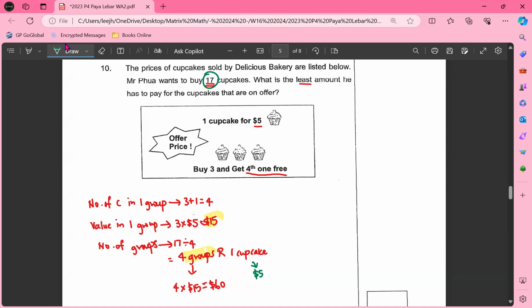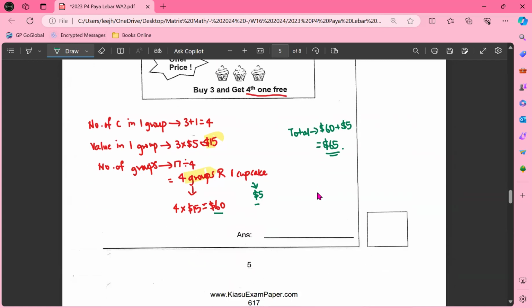So how much is he going to pay? Here's a 60, here's a 5. So total paid would be $60 plus $5. Your answer is $65. That's the least amount he has to pay for the cupcakes. So the answer is $65.